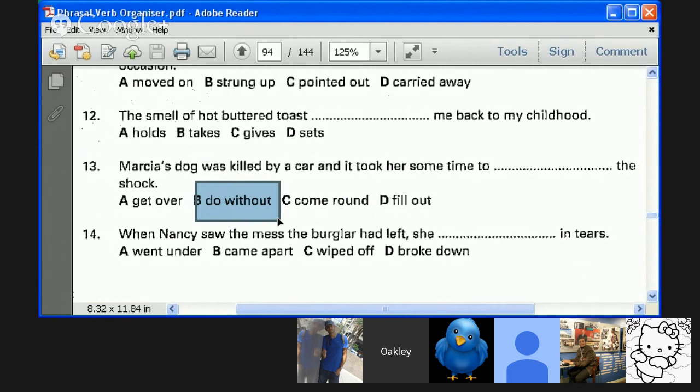It'll be all right. Come round can mean to visit. Come round to my house when you have time. Again, same thing as what I said before about American and British. Come around, not just come round. Or it can mean to regain consciousness, to wake up from being knocked out. You come round.